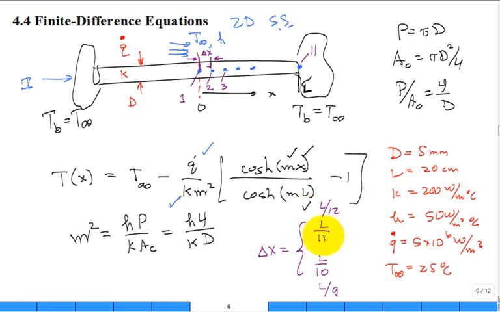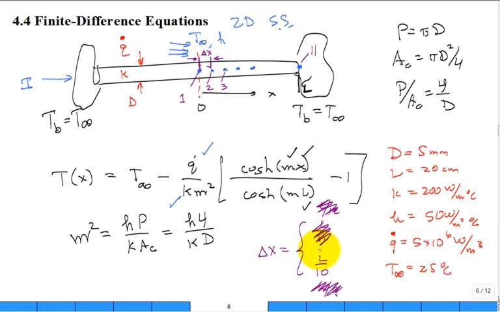So that was a pretty easy question. Everybody got it. It's not this one, it's not this one, it's not that one. Delta x is L over n minus 1. And if you had 11 nodes, 11 minus 1 is 10. Boom, away you go. All right, so that's our delta x.